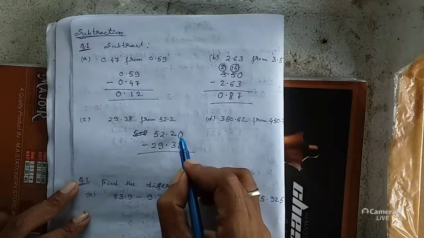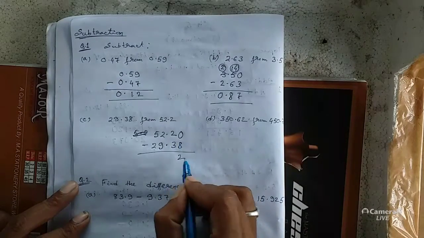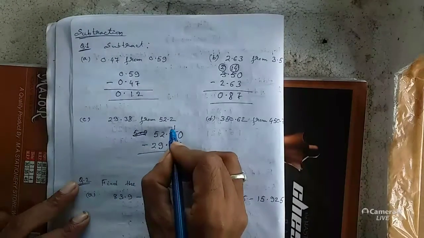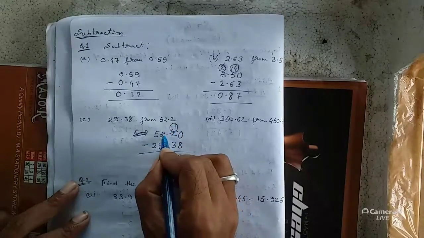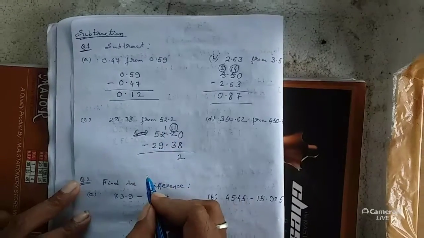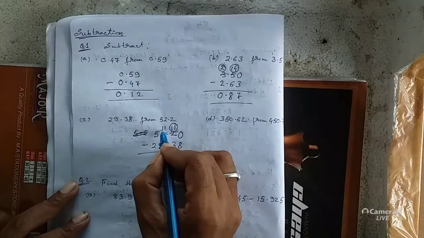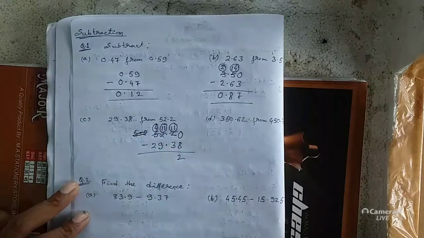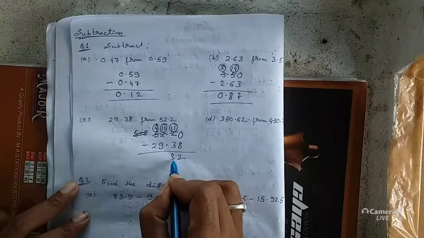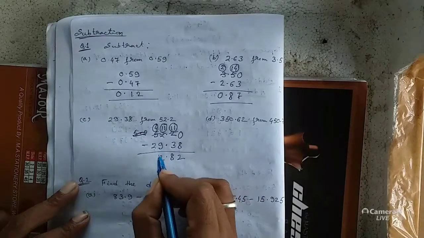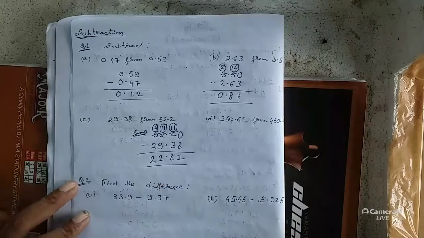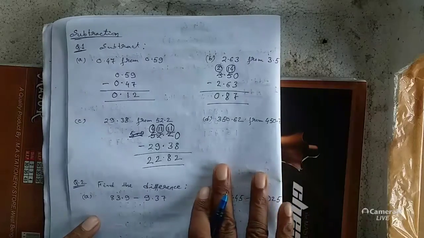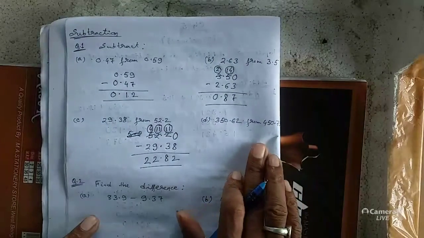Subtract. 0 means 10 minus 8 is 2, borrowing 1 from here, so it becomes 1. 1 minus 3 is not possible, so consider 1 as 11, taking 1 from here, so it becomes 1 again. 1 minus 9 is not possible, so consider 1 as 11, taking 1 from here, so it becomes 4. Now 11 minus 3 is 8, 11 minus 9 is 2, 4 minus 2 is 2. So the result becomes 22.82.